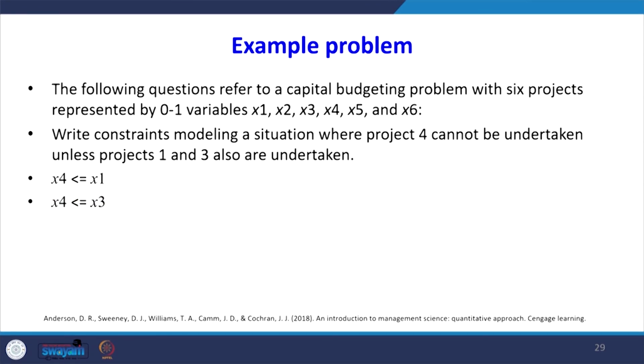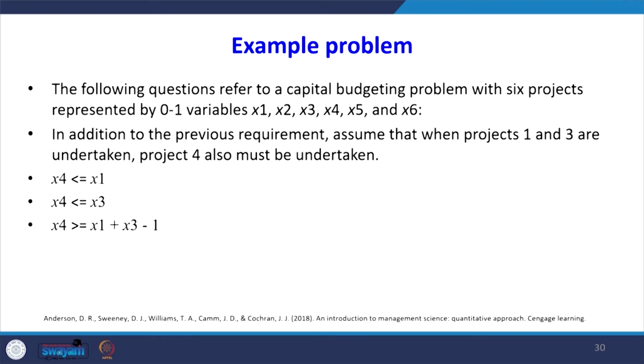The next question is, write a constraint modeling a situation where project 4 cannot be undertaken unless project 1 and 3 are also undertaken. Now there is a conditional requirement. So when you write x4 less than or equal to x1, that means what? If you are going for x4, x1 must be taken. If you go for the second constraint, x4 less than or equal to x3, if you are going for x4, x3 also should be taken.